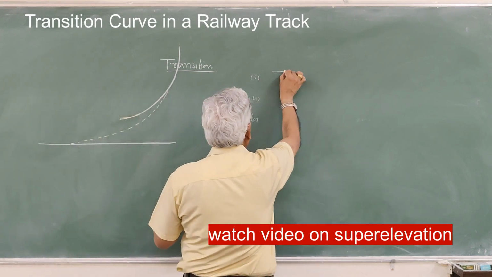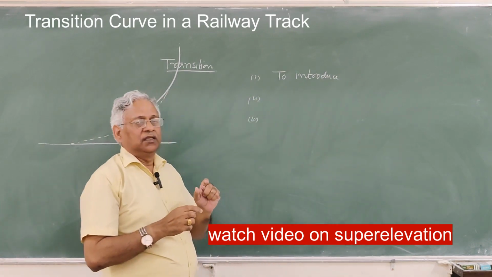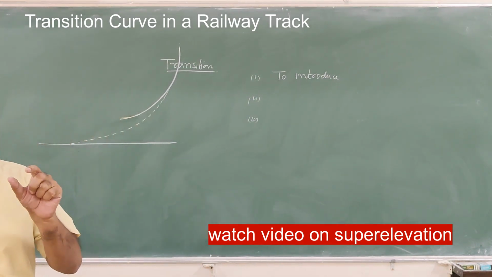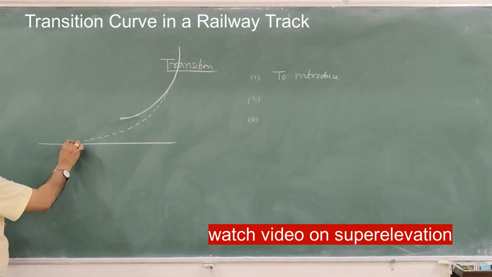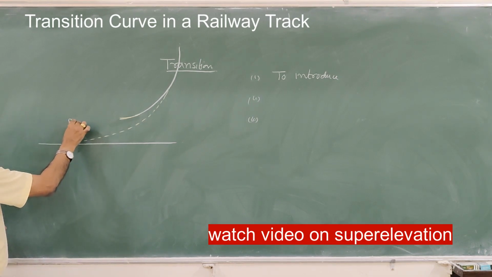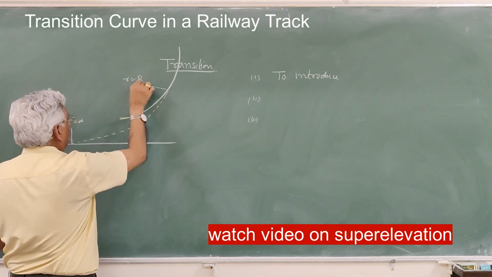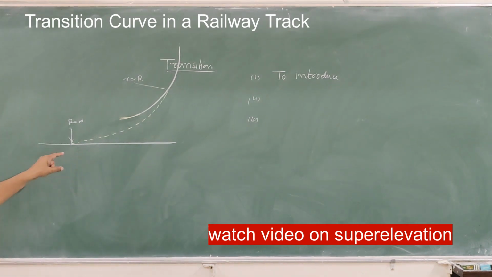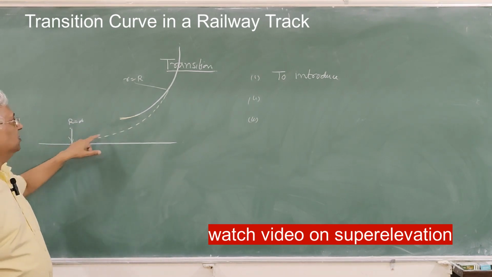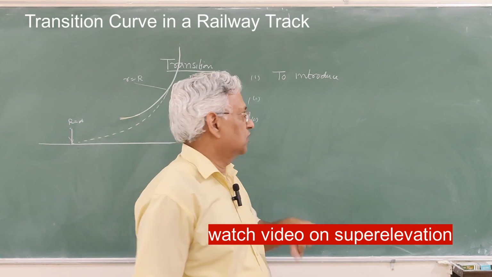Number one, to introduce the centrifugal force at a uniform rate. Because here the radius is infinite, at this point the radius is infinite, there is no centrifugal force. Here the radius is equal to the radius of the circular curve, and therefore you get the full centrifugal force. And therefore the idea is to reduce this radius constantly from infinity to R. And that is how you introduce the centrifugal force.